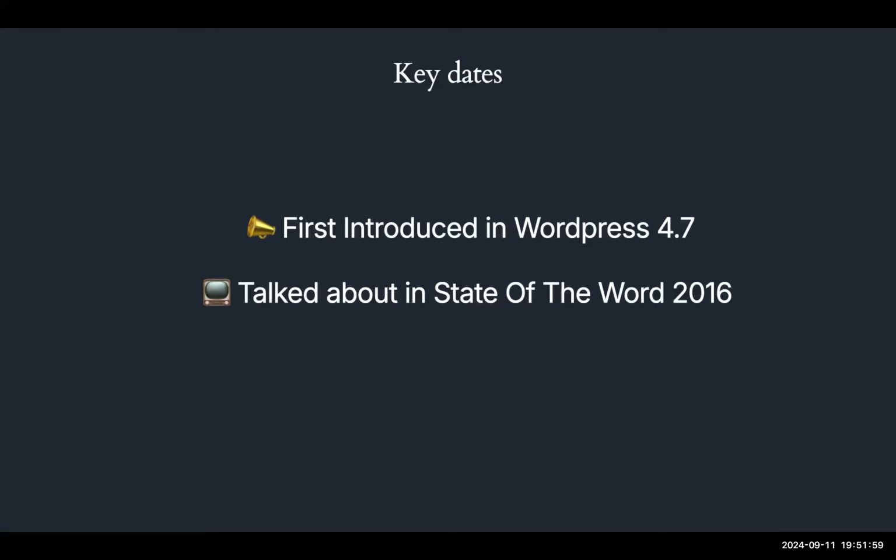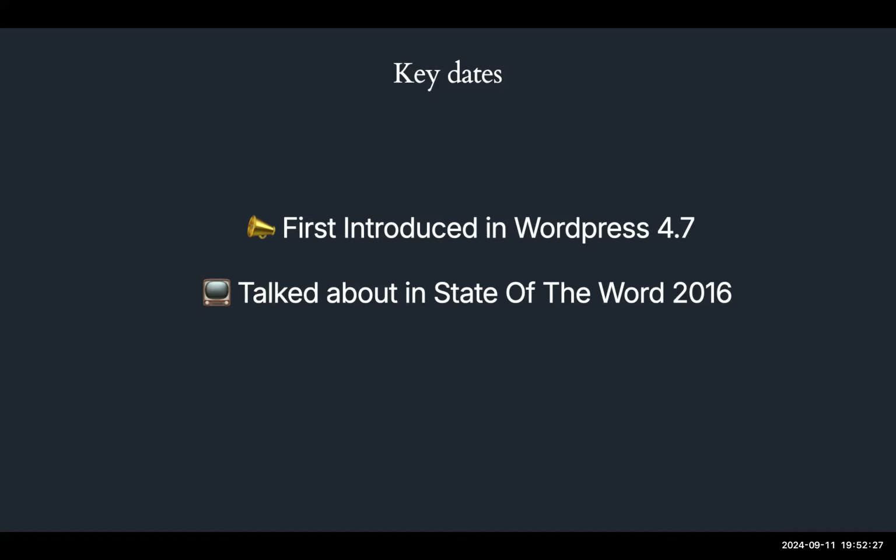Gutenberg was first introduced in version 4.7. We're on version 6.6.1, I believe. Correct me if I'm wrong. So we've come quite a long way, and there are major releases, like major release version 5. That's when Gutenberg was actually rolled into the system. It was talked about in State of the Word.